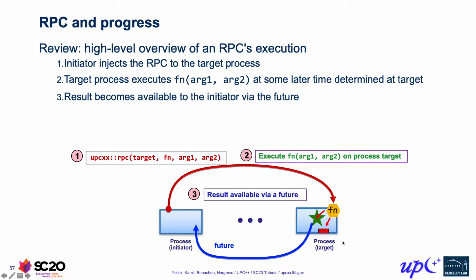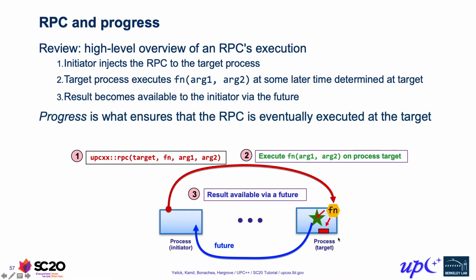Now, I mentioned at some later point. What determines that later point is something we refer to as progress. So our progress model is what ensures that the RPC eventually gets executed at the target and the initiator eventually gets notification of that.